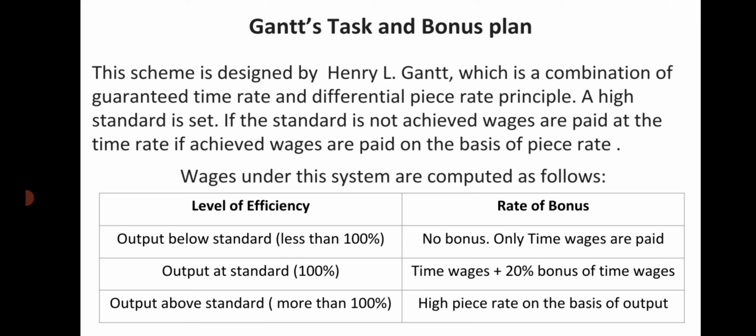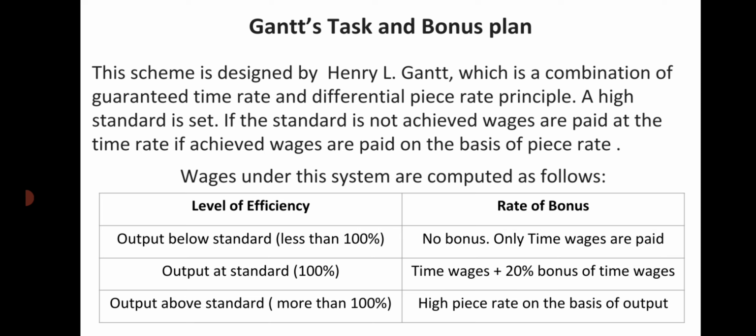Gantt's task and bonus plan. It is a scheme designed by Henry L. Gantt, which is a combination of guaranteed time rate and differential piece rate. Here a high standard is set. If the standard is not achieved, wages are paid at the time rate. If it is achieved, wages are paid on the basis of differential bonus rate and piece rate.